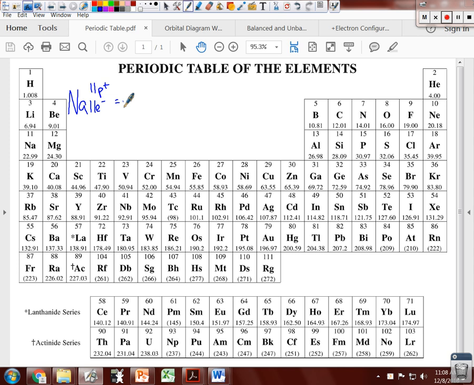No matter who you're dealing with, no matter what element it is, you always start where? 1s. Very good. Am I going to use both of those electrons in that orbital? Yep, because that's hydrogen and helium. They're gone. So we're going to go up, and we're going to go down. Everybody good there? No? Okay.